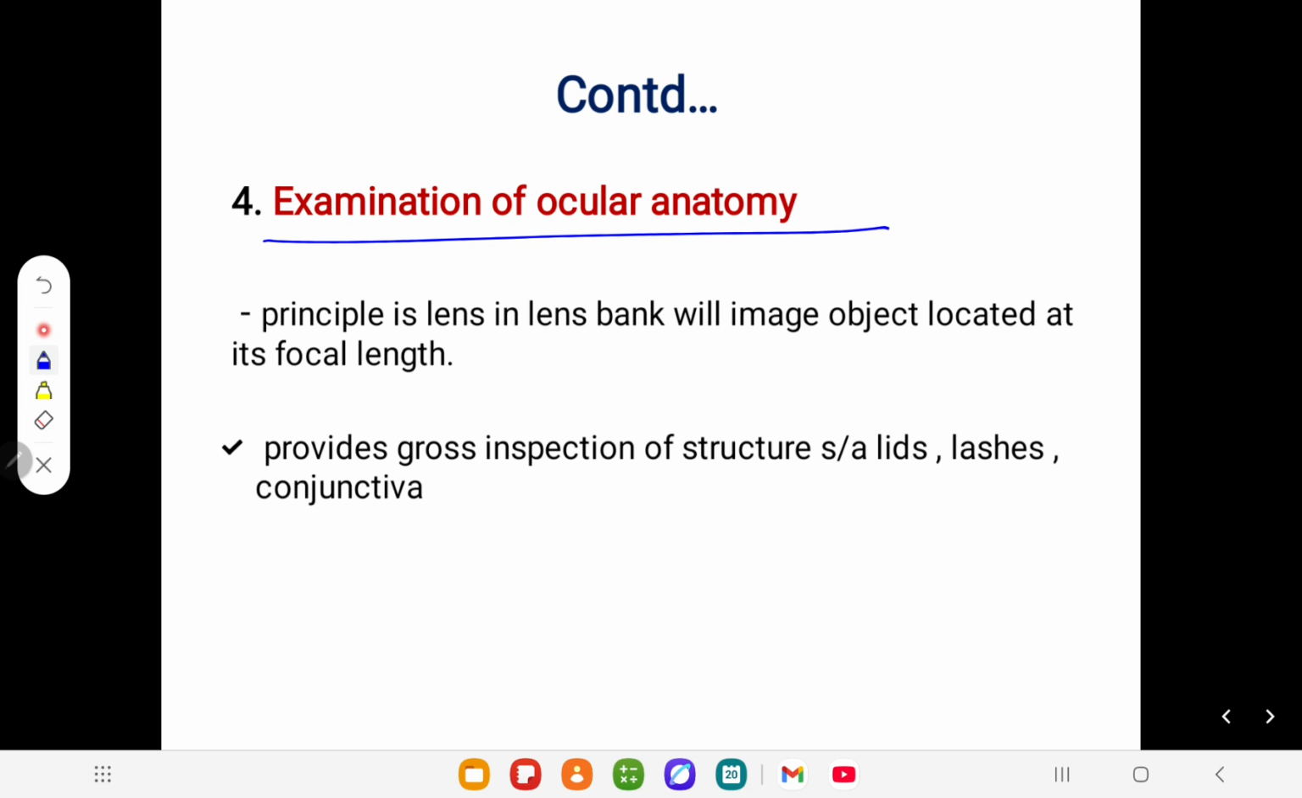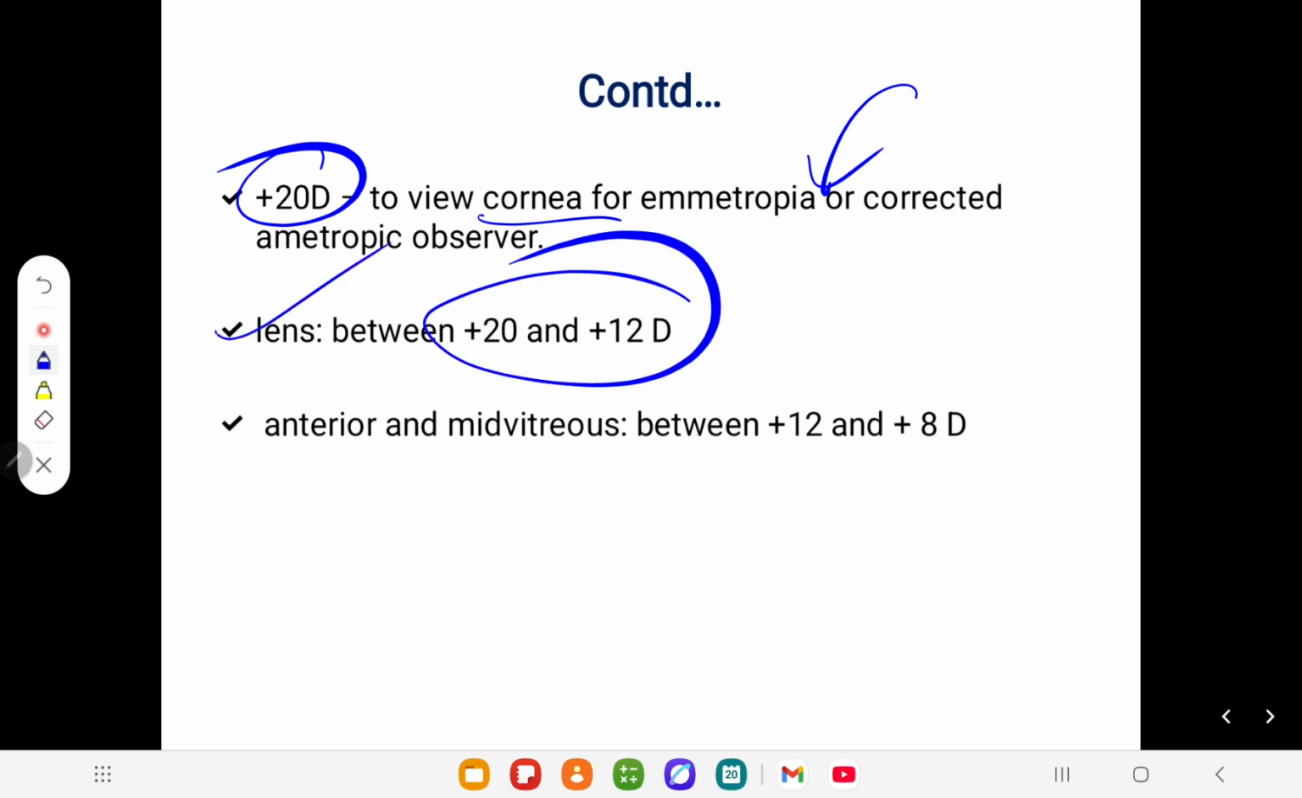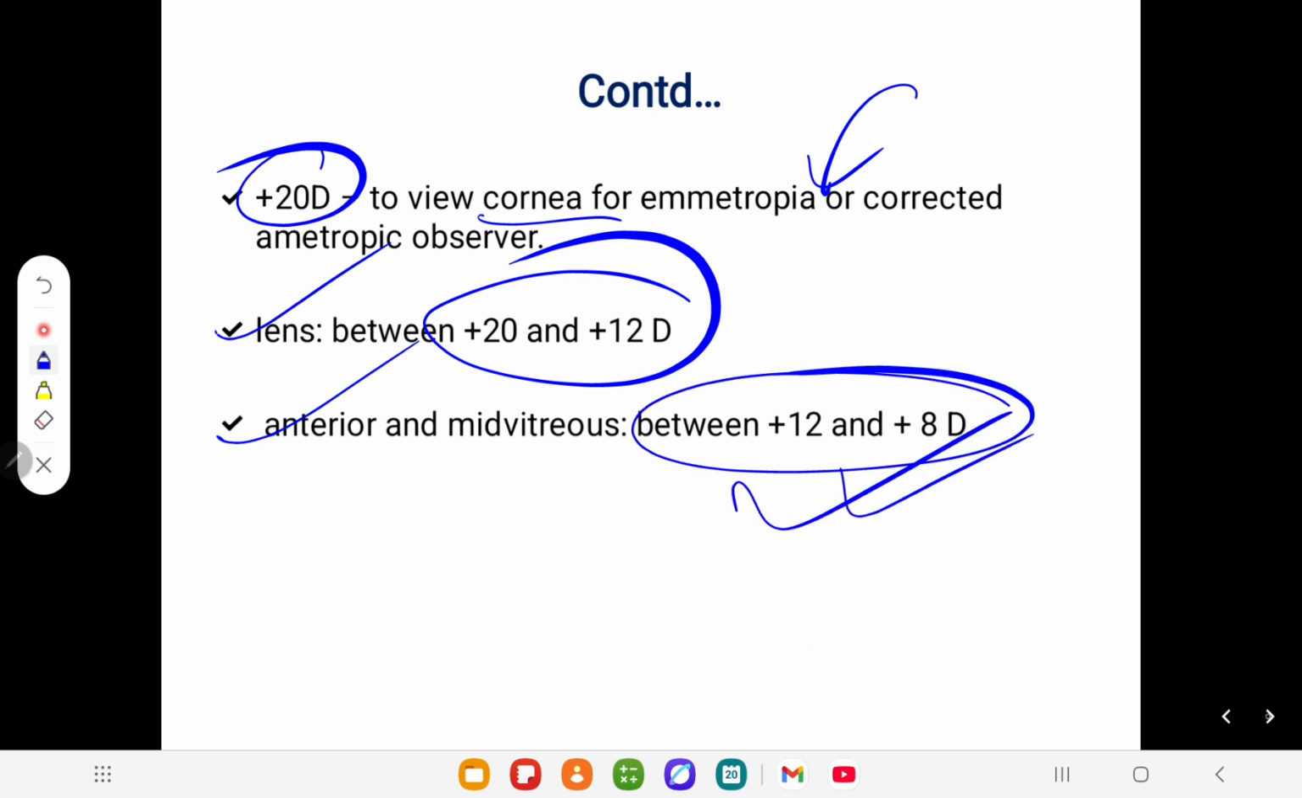Examination of ocular anatomy, isn't it? From cornea, lids, conjunctiva to lens. Yeah, definitely you have to change the focal power of the direct ophthalmoscope, but you can see, isn't it? Plus 20 is used to view the cornea. And when you put fluorescein into the patient's cornea, then you can view it with the blue filter, isn't it? Lens, sometimes between this and this, and anterior segment or vitreous from this power. See, we can see all the things.